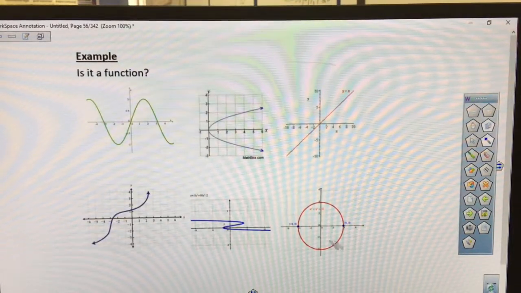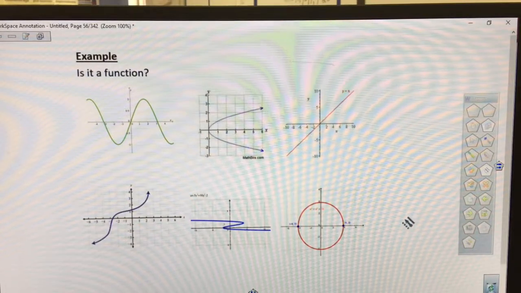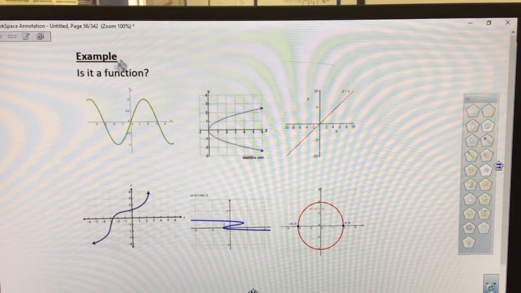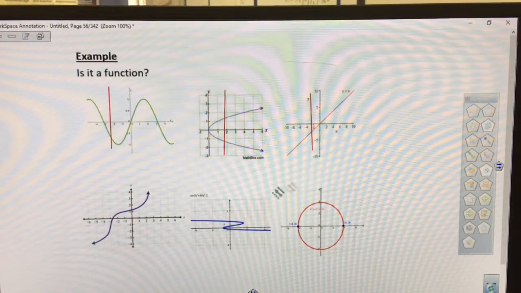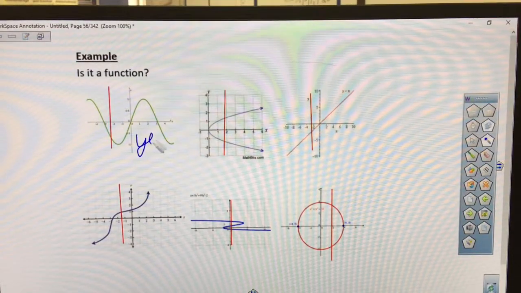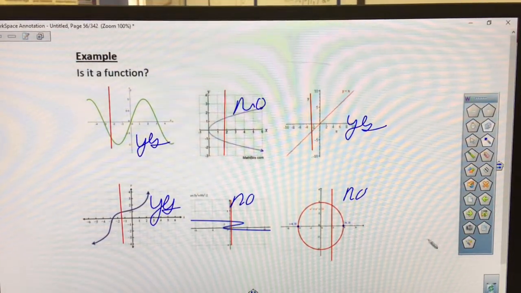Is it a function? To find out if it's a function, do the vertical line test. Yes. No. Yes. Yes. No. Not. Yes. No. Yes. Yes. No. No.